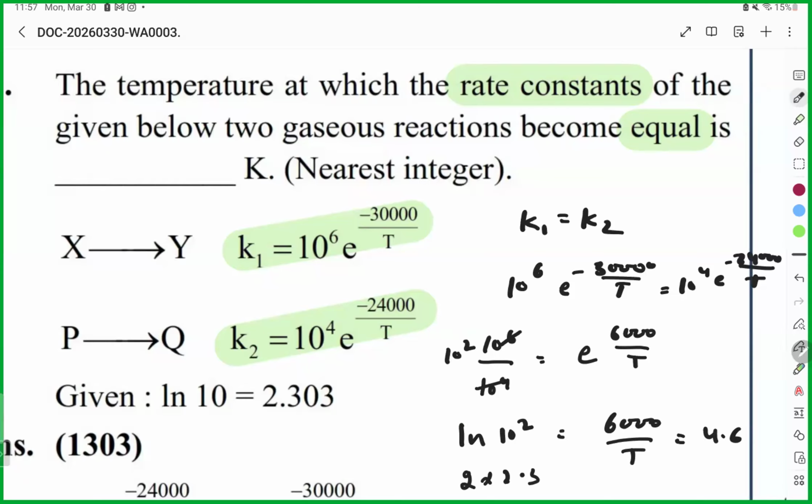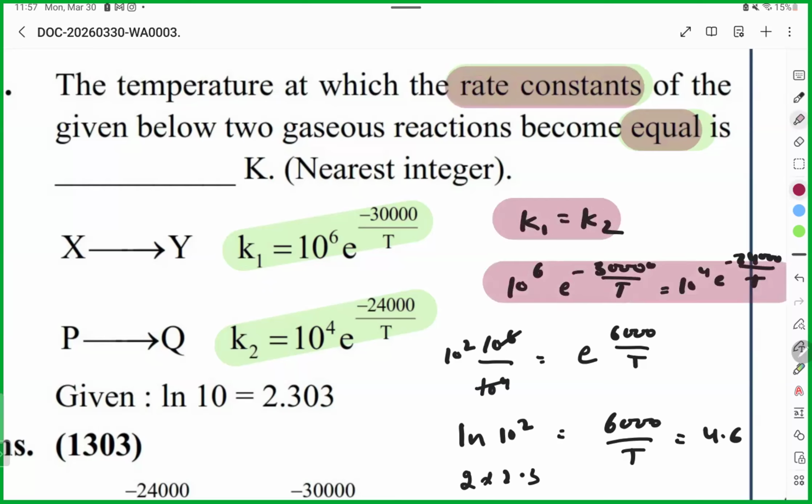So at first, if you see, you will think, oh sir, this is very difficult. No. Question given rate constant equal, put both the values equal. It is simple. Power is simply taken into addition and subtraction in simplest form. So when 30,000 goes to the other side, minus 30,000 will become plus.